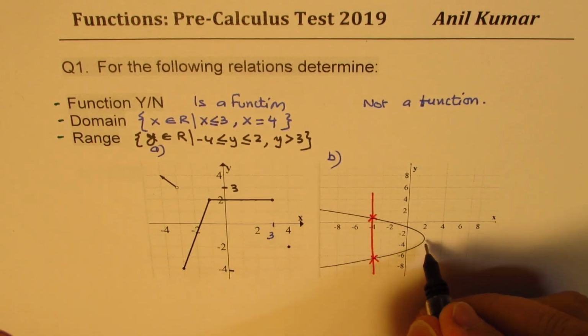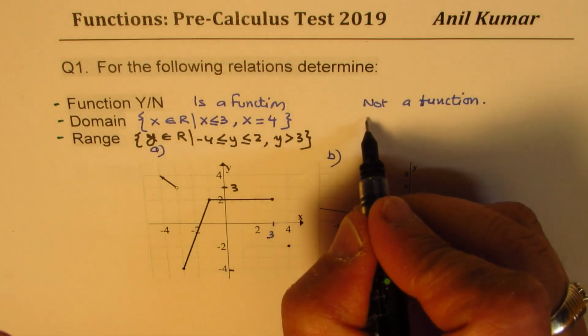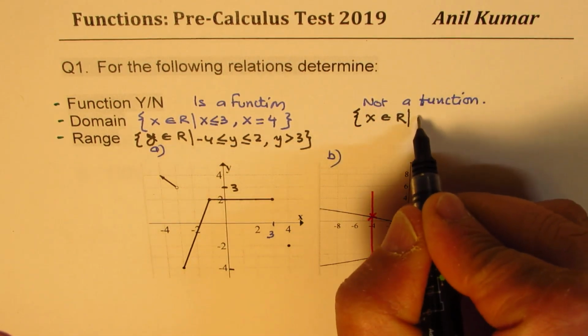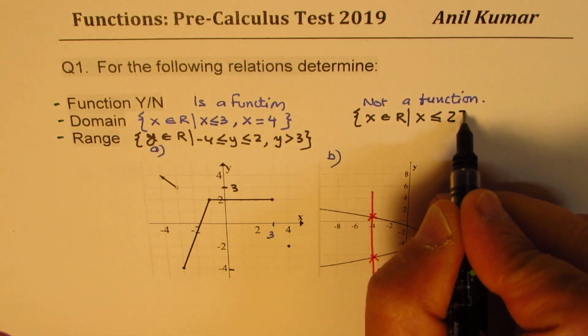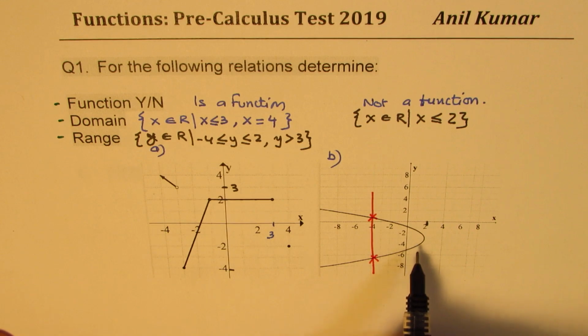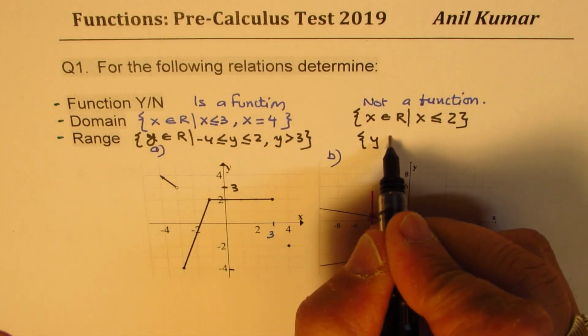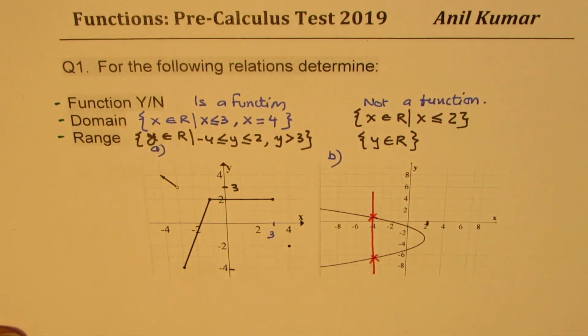Now, in part B, it is not a function, but you see from 2, it is only on the left side. So the domain here is that x belongs to real numbers, right? Where x is less than or equal to 2. As far as the range is concerned, it is all real numbers, right? So the range is y belongs to real numbers. There is no restriction. Perfect. So I hope you understand this part.